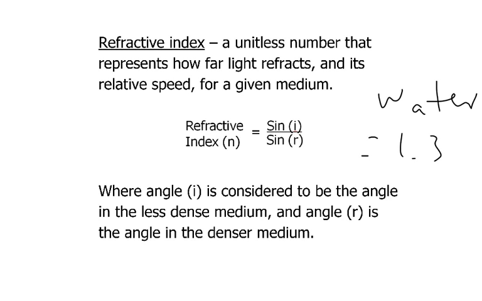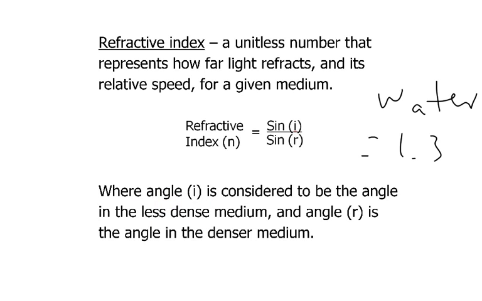So anyways, important point, really important point. Angle I does not necessarily mean angle of incidence in this case. It's kind of confusing that way, but you have to remember angle I just is going to be whichever is the angle in the less dense medium. Alright, the less dense medium. Angle I, less dense. Angle R, denser. More dense. So angle R is in the denser medium. Angle I is in the less dense medium.